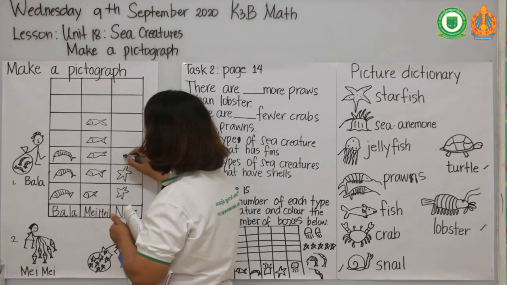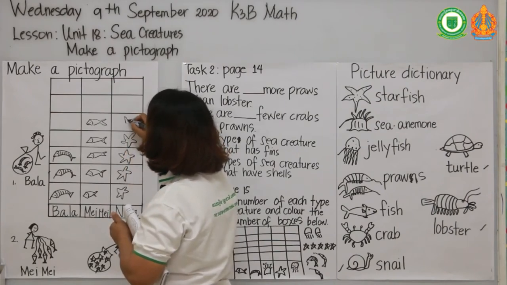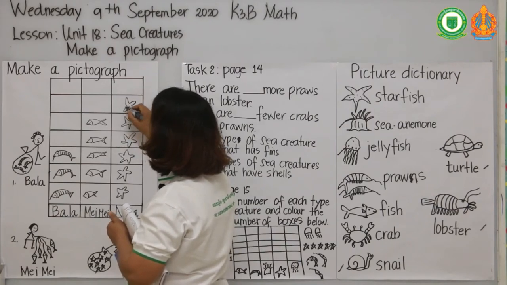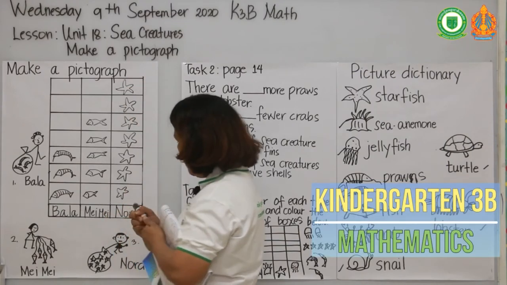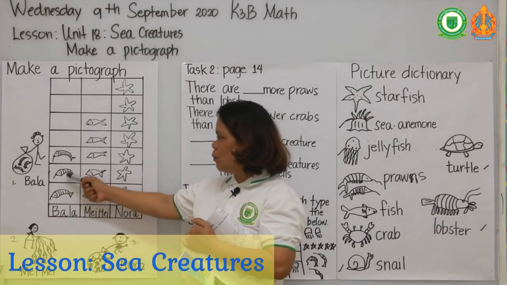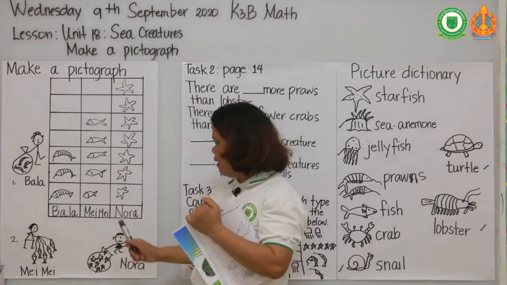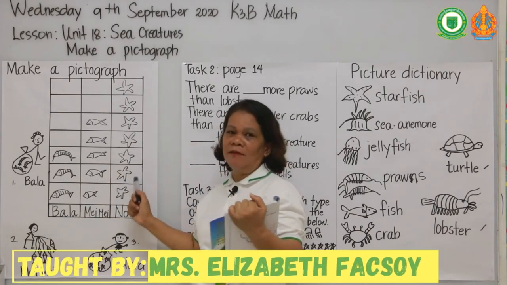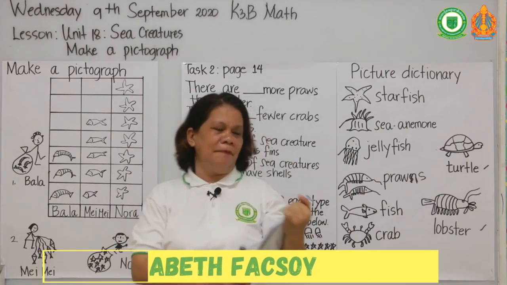1, 2, 3, 4, 5, 6, 7. Okay? So this is Bala. He has 3 prawns. Mai has 5 fishes. And Nora has 7 starfishes. Okay? So this is your activity number 1.